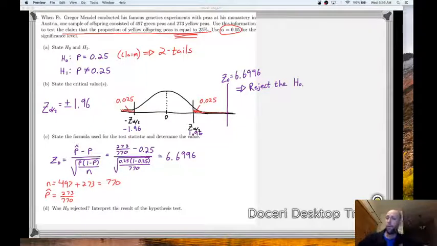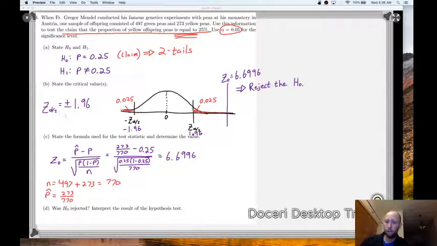So the problem now is asking, was the null rejected? And interpret the result. So what does this mean to reject the null? Our claim was the null, but we're going through and we're rejecting the null. So it appears that we have enough evidence to reject this claim.